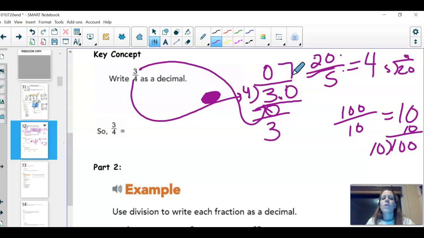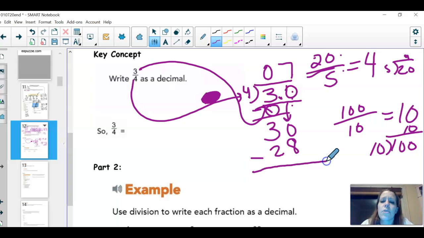7 times 4 is 28. Notice that I dropped the 0 like we were doing. Bring the 0 down. And I have 30 minus 28. So 7 times 4 is 28. That leaves me with 2.